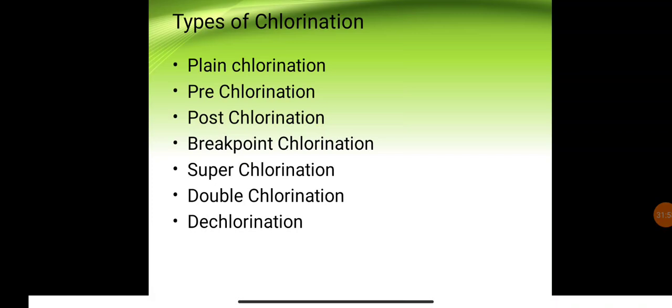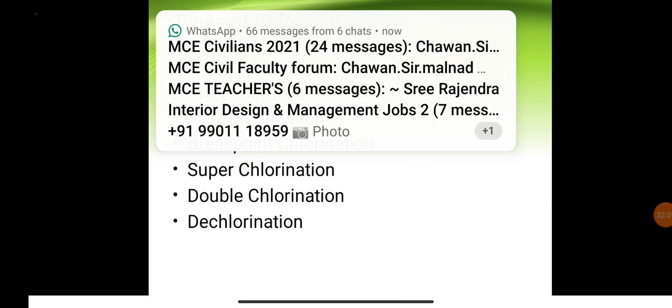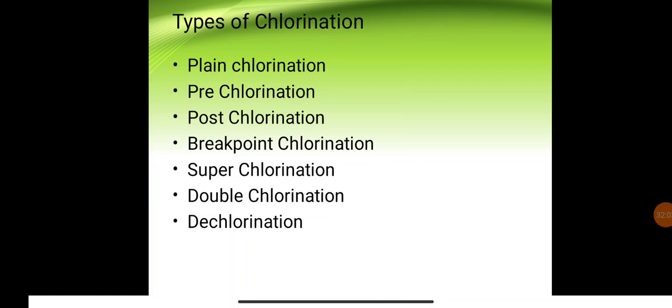Then what is meant by superchlorination? If the water is completely polluted, then we can go for superchlorination. The usual dosage of chlorine is about 0.3 to 1.1 mg per liter, but in superchlorination the amount of chlorine added is 5 to 15 mg per liter of water. When the water is highly polluted, we add 5 to 15 mg per liter.